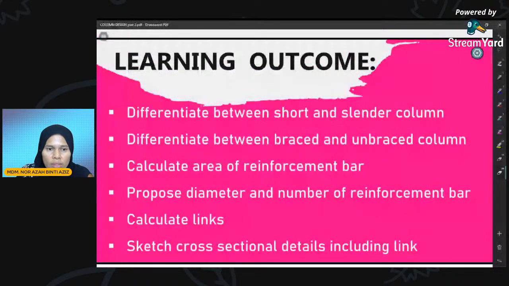Then our main objective for design, still remember, is to calculate the area of reinforcement bar, because we will propose the diameter and number of reinforcement bar. Then we will calculate links and sketch the cross-section of the column details, including the link.